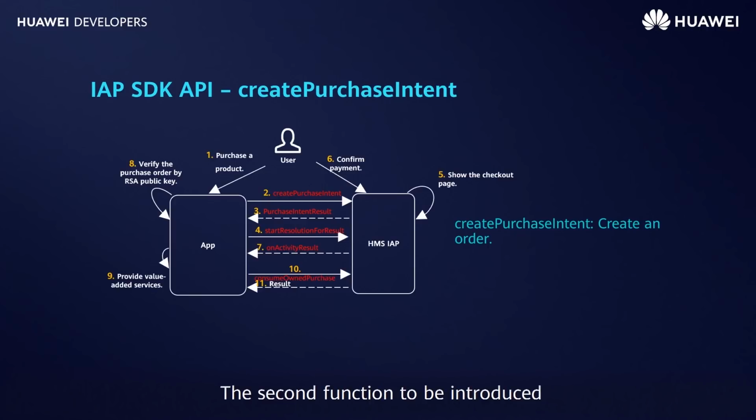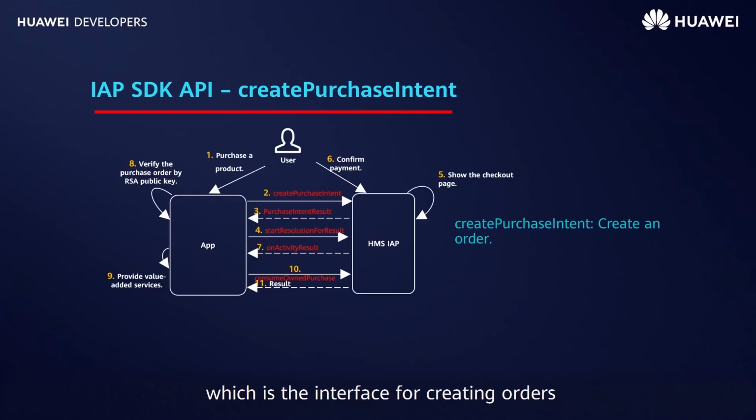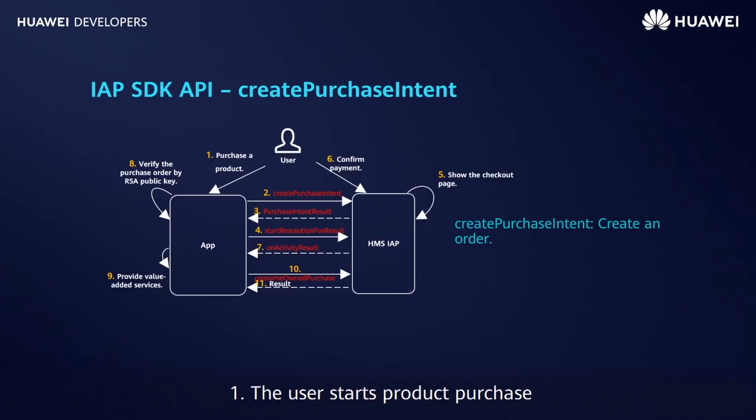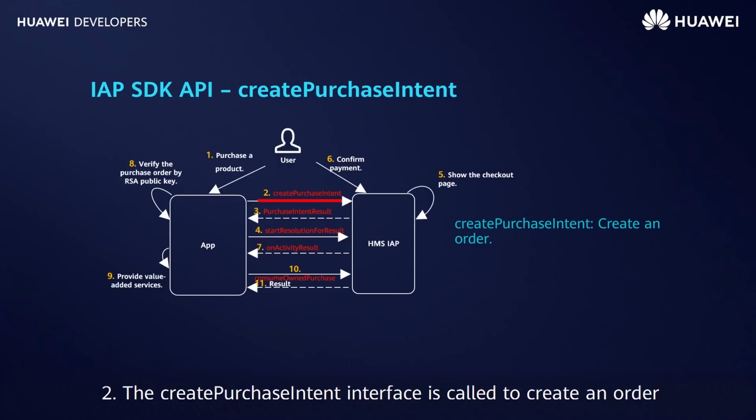The second function to be introduced is create purchase intent, which is the interface for creating orders for products in the PMS. The figure shows the context of using create purchase intent. 1. The user starts product purchase. 2. The create purchase intent interface is called to create an order.